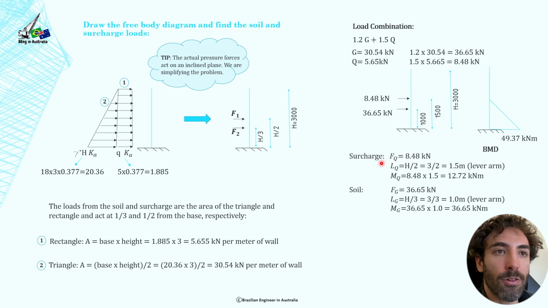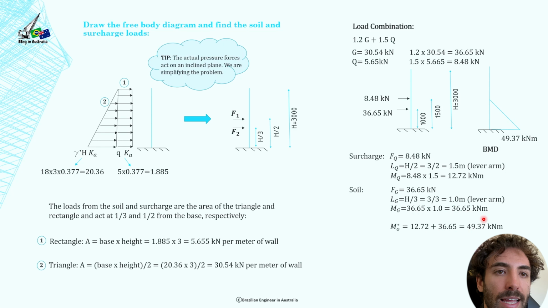So if we have a look at the surcharge, we've got 8.48. The lever arm is 1.5. So the bending moment is force times distance, 8.48 times 1.5, we've got 12.72. Same procedure for soil. Soil is 36.65. Lever arm is a meter. Force times distance is equal to 36.65. And now we just need to add up these numbers, and that's how we get to 49.37 kilonewton meters. And that makes it way easier than actually drawing the free body diagram for the trapezoidal load distribution.